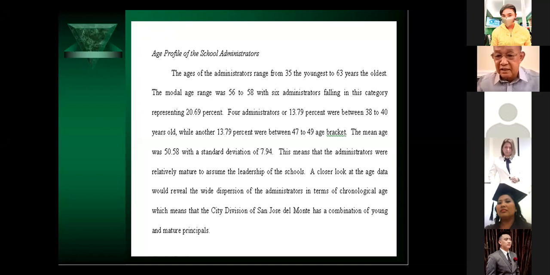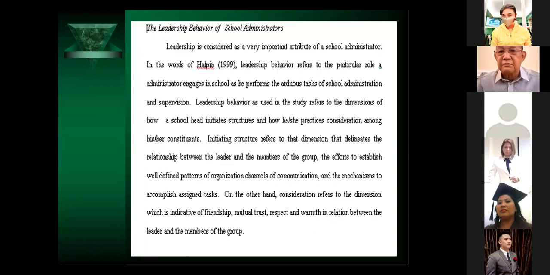data presentation. Let me bring to you another example of descriptive analysis, pero this time, medyo substantial yung data. Hindi profile. But we now go to descriptive analysis of the leadership behavior of the school administrators. Ito po ang introduction na ginamit. I'll read it fast kasi kapos na tayo ng oras. Kakapusin tayo ng oras. Leadership is considered a very important attribute of a school administrators.